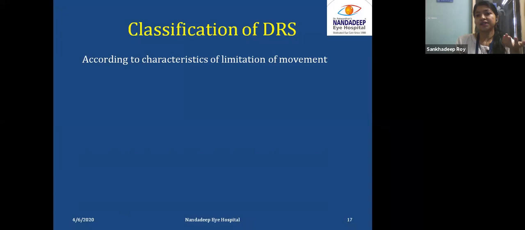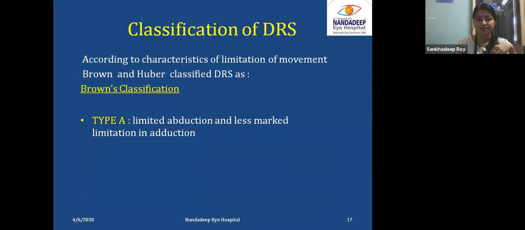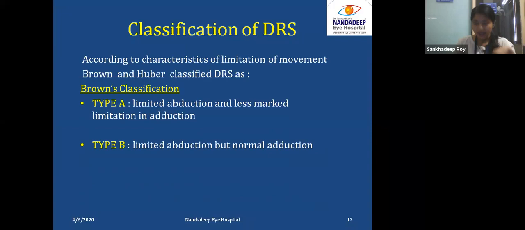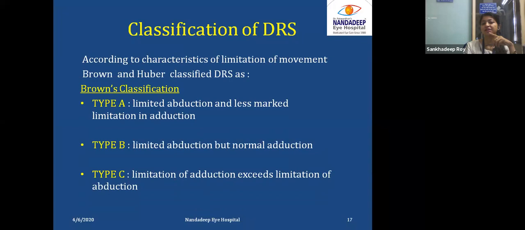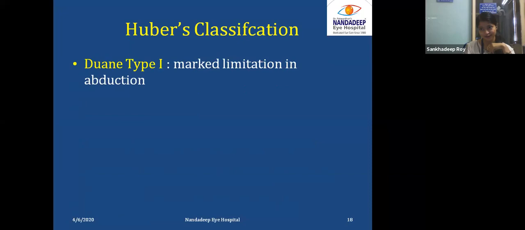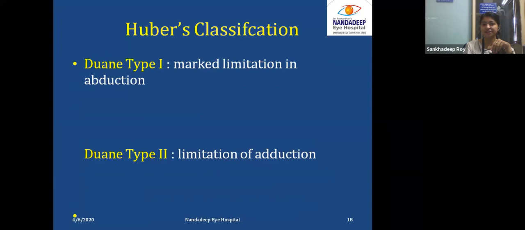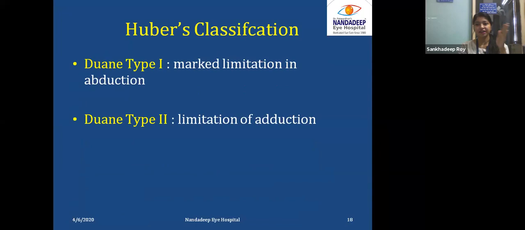According to the characteristics of limitation of movement, Brown and Huber classify DRS in three ways. Type A is limited abduction and less marked limitation in adduction. Adduction means the inward movement of the eyeball, and abduction means the outward movement of the eyeball. In type B, limited abduction but normal adduction. Type C, limitation of adduction exceeds limitation of abduction. But Huber made it easier for all of us, especially new learners of DRS. In type 1, there is marked limitation in abduction. In type 2, limitation in adduction. And in type 3, there is a limitation of adduction as well as abduction.